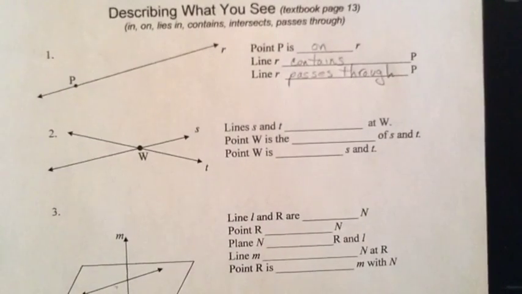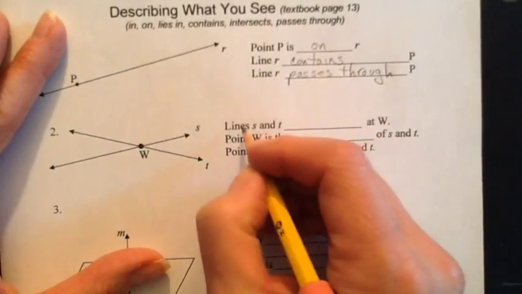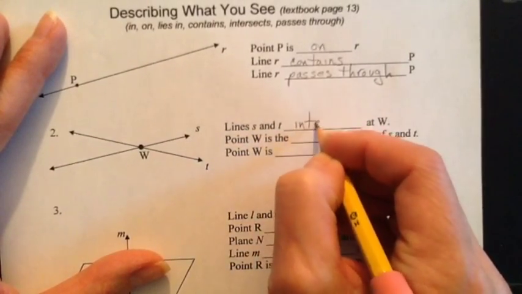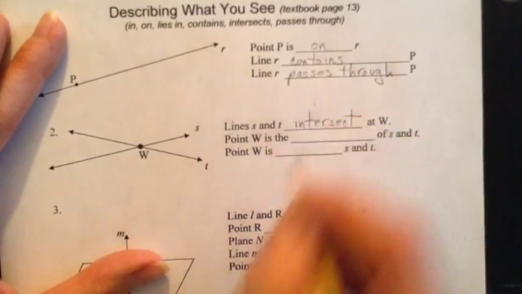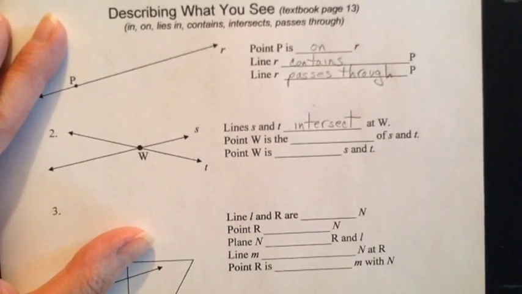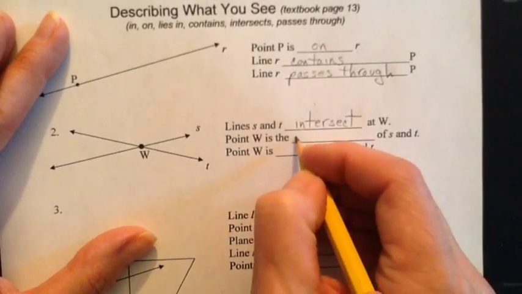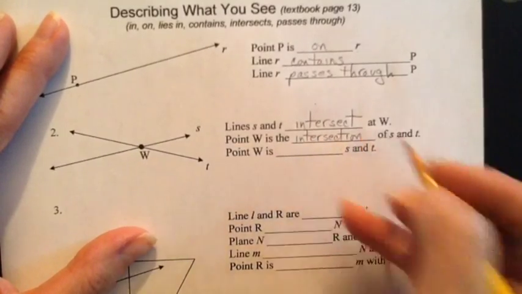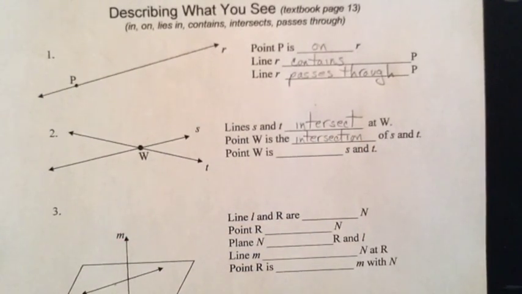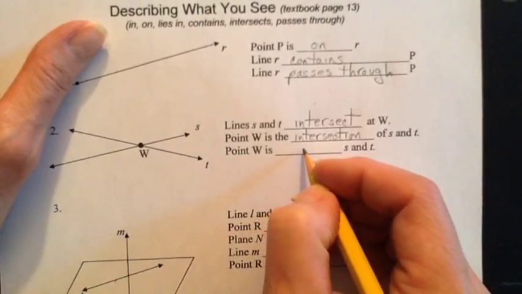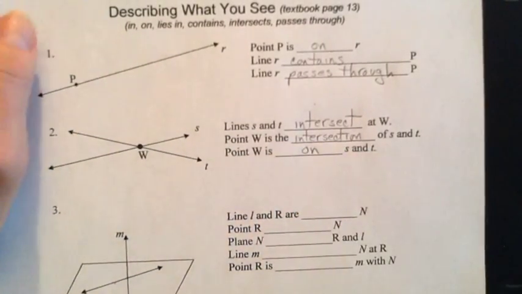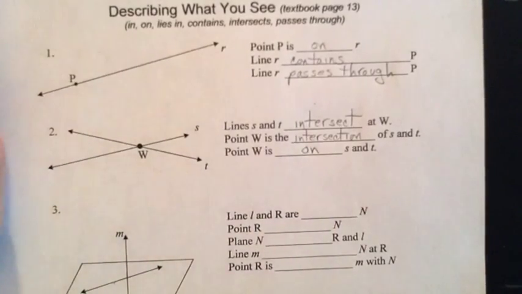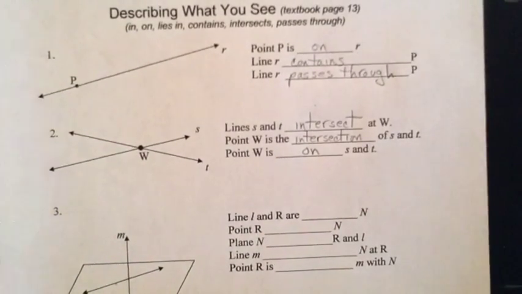Okay, the second picture, we have lines S and T. And what happens at W? Lines S and T intersect. Point W is the intersection of S and T. And point W is on S and T. So points are on lines, lines go through points. Okay.